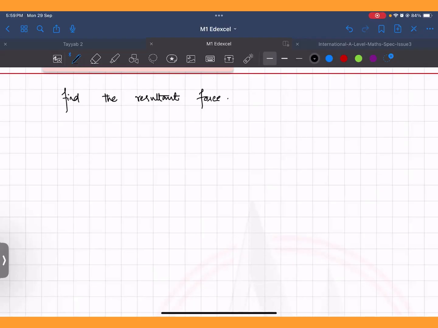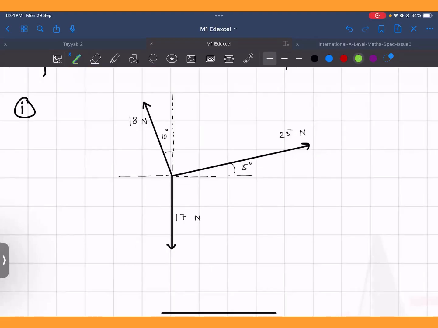There are two cases in this one. First one is when they ask you to find the resultant force, and sometimes they give you that the object is in equilibrium, and then find the unknown. Okay, so in this one, if you understand how to break it down properly, then half of your part is already done.